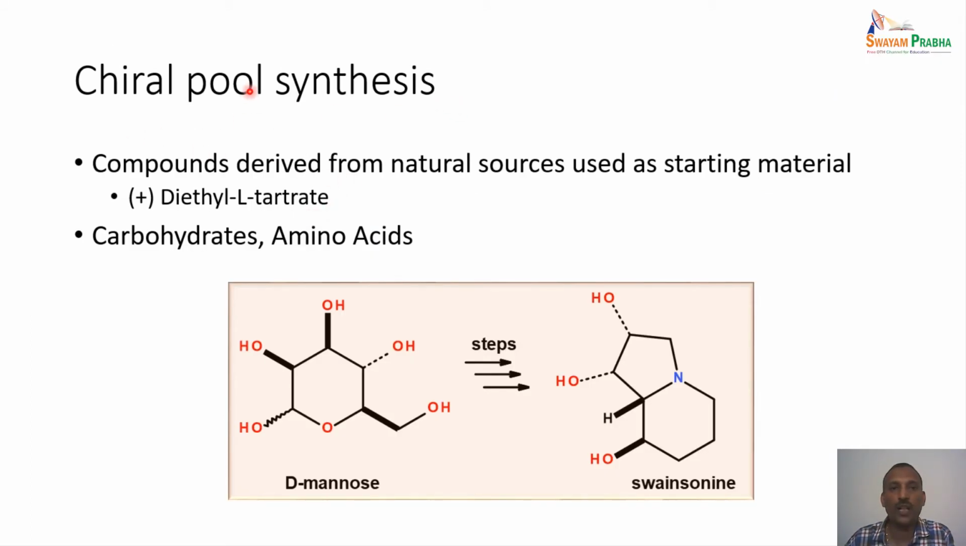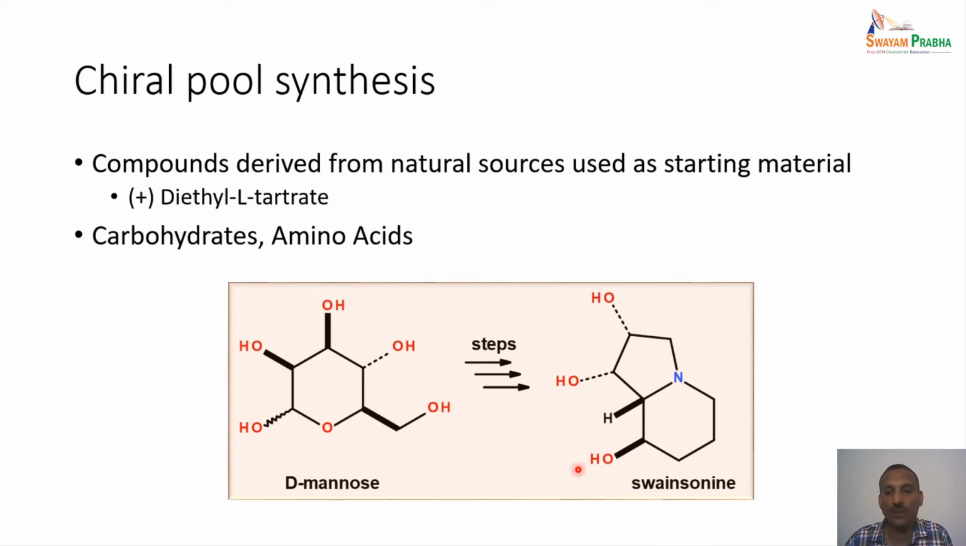Then the next one is the chiral pool synthesis. As we mentioned earlier, chiral pool synthesis basically depends on the natural sources. So the starting materials are generally derived from natural sources. In this particular case, we are using diethyl tartrate. So this is mainly used for carbohydrates and amino acid separation. So the D-mannose is basically the carbohydrate. This is the starting material, and it is commercially available in large quantities from plant sources, and this can be converted with multiple steps to swainsonine.